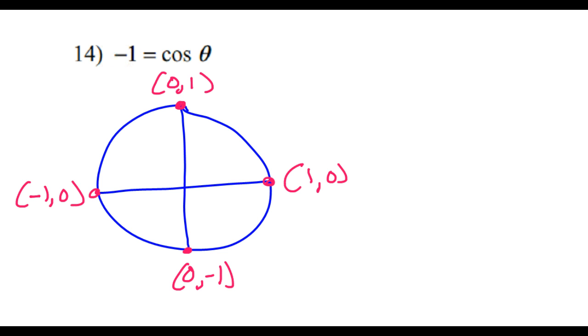The x values are the cosine. Okay, so cosine, cosine, cosine, cosine. All right, but we want the one where the cosine is -1. All right, only one of these has a cosine of -1. And it's this one right here. Okay, so what angle is this? Well, that is pi. So pi is the only answer to this question.